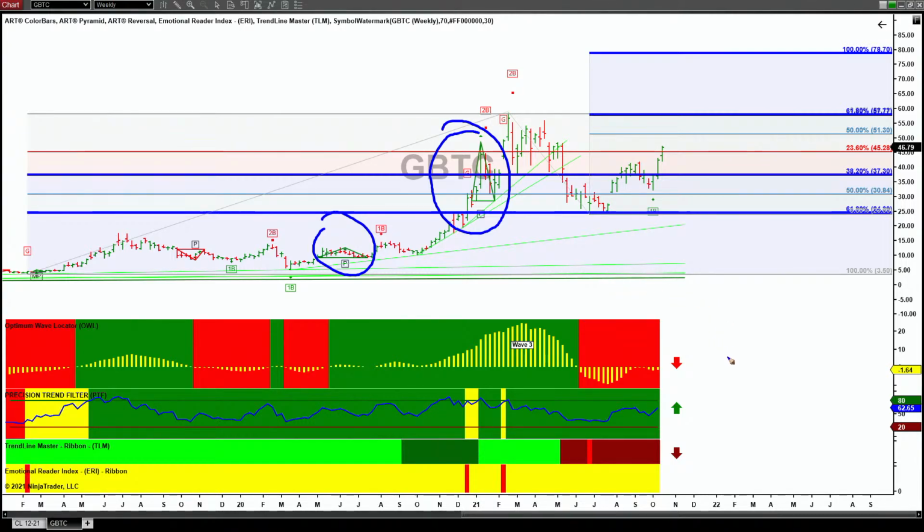That's part of the art software. Then we have something called the owl down here for momentum. And then the PTF to tell us if we're going higher or not. And then the trend line master. And a fear and greed indicator called the ERI down here at the bottom. So that's what those indicators are on the charts.